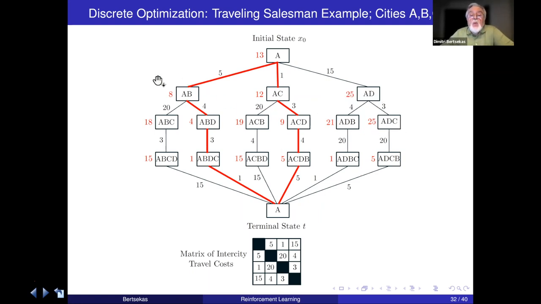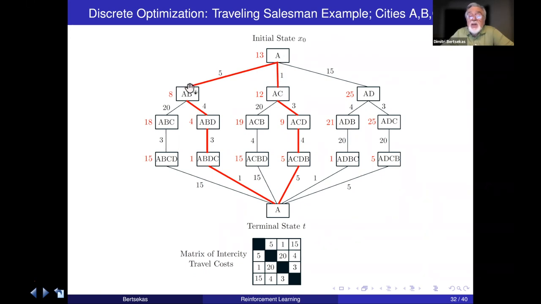And now we have solved all of these tail subproblems, and we go to the initial state and compare the three controls. 5 plus 8 is 13, 1 plus 12 is 13, and 25 plus 15 is 40. So now we have two optimal solutions, right? This one is optimal as well as this one is optimal.